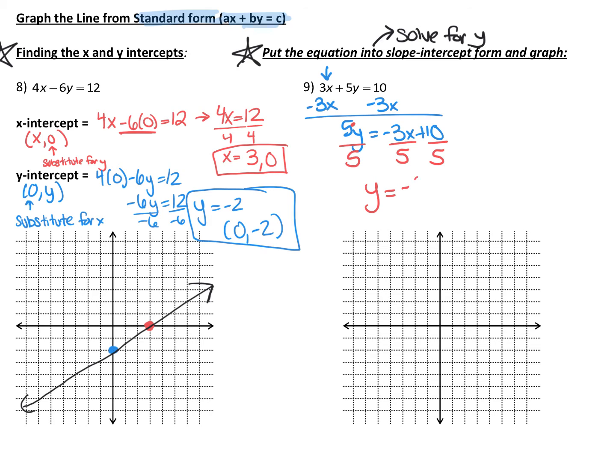Now 3 does not divide by 5, so I'm going to end up with negative 3/5 x. 10 does divide by 5, so I'm going to end up with 2. Now we have our equation in slope-intercept form. So my m is negative 3/5 and my b is 2. So we start at 2 on the y, and then my negative 3/5 means I'm going to go down 3, right 5.